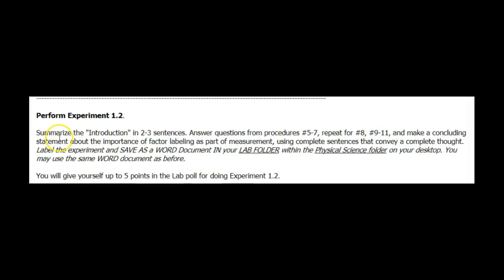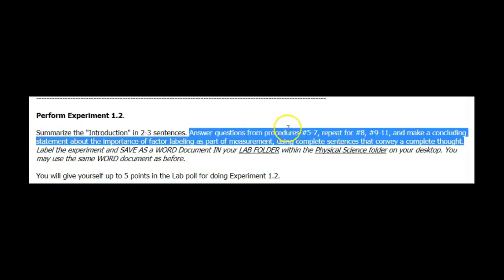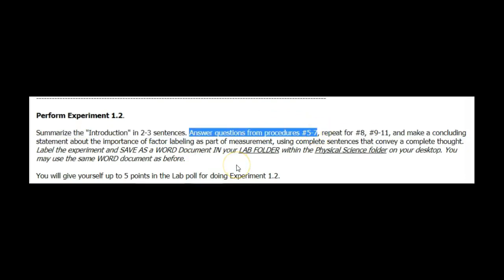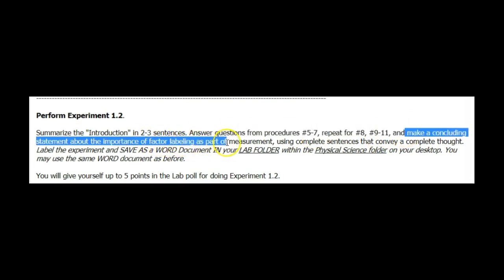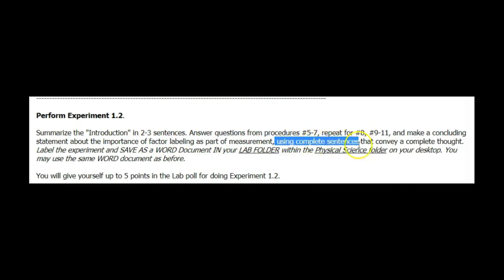Page 15. Dr. Weil's book has very specific procedures, but I need you to follow the Study Place directions right here. First, you summarize the introduction in 2 to 3 sentences in your own words. Next, you'll go through the procedures, and then you'll answer questions on procedures number 5 through 7. Repeat those same procedures for number 8, and then again for number 9 through 11. Once you're done, you're going to make a concluding statement about the importance of factor labeling as part of measurement. And when you do this, you use complete sentences that convey a complete thought.